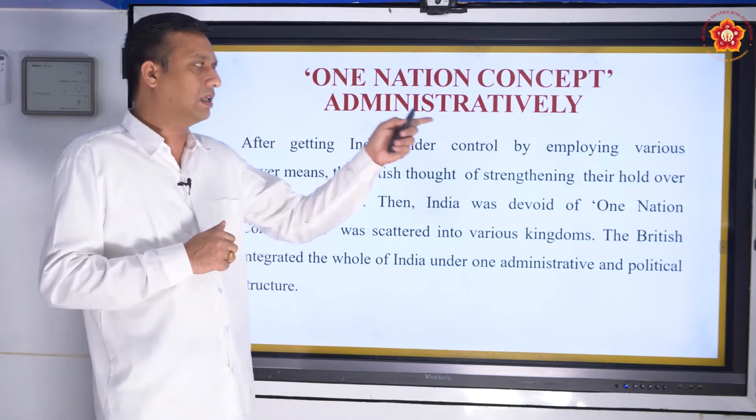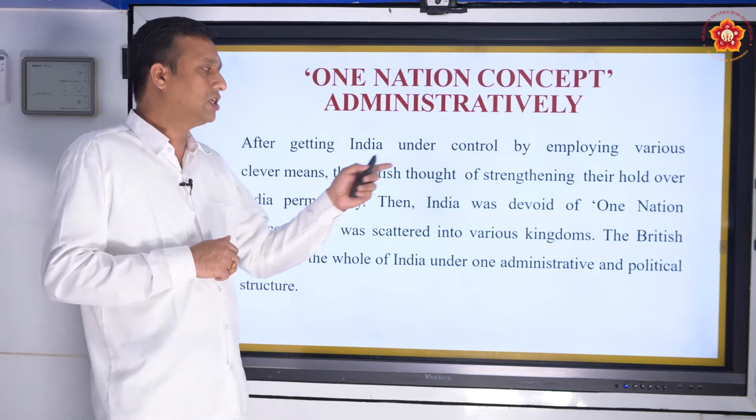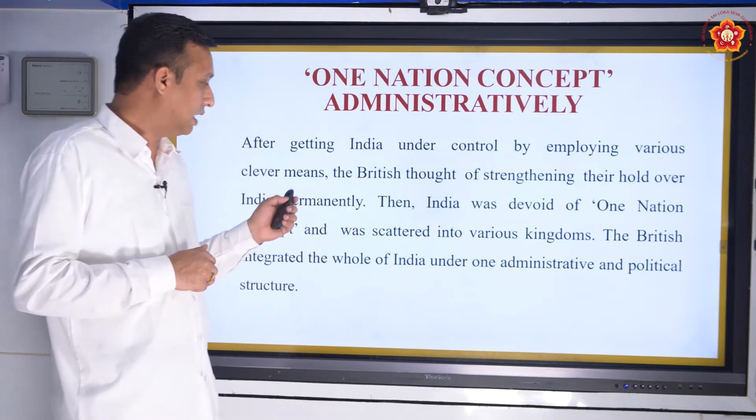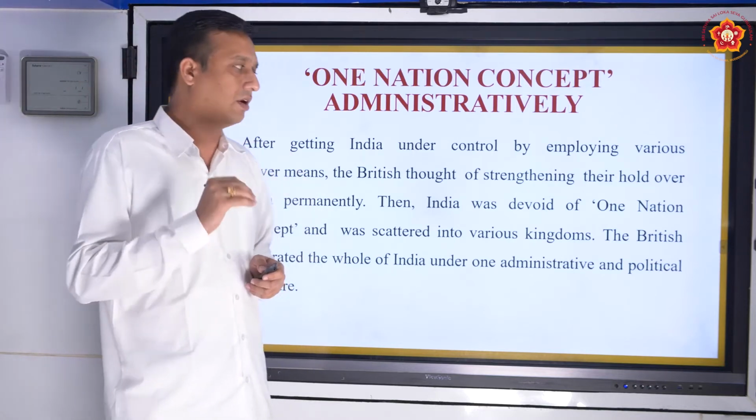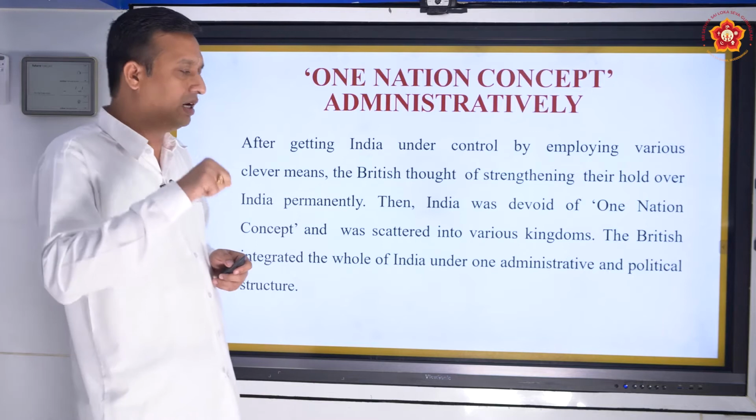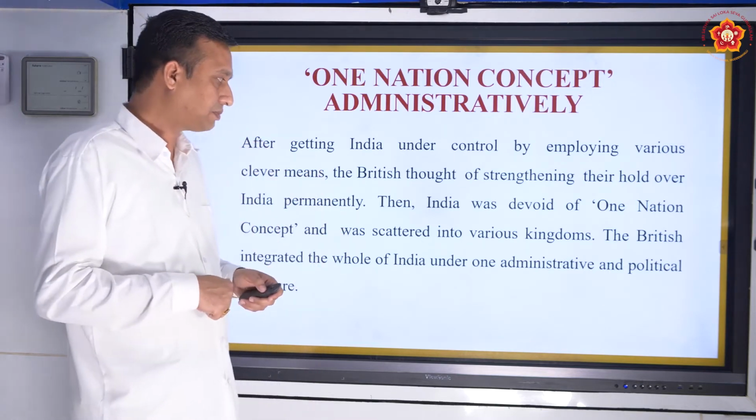So after getting India under control by employing various clever methods, the British thought of strengthening their hold over India permanently. They thought these things would work for a short time, but if they had to have control over India, then they should have a stable administrative system.